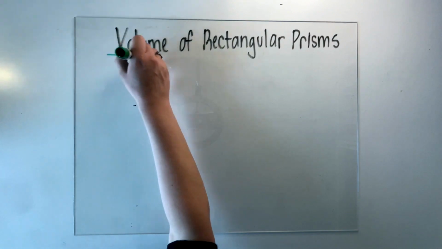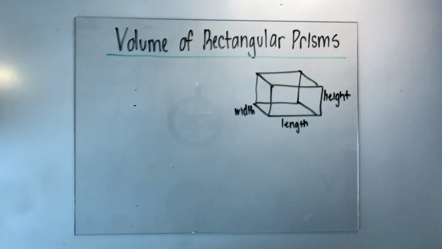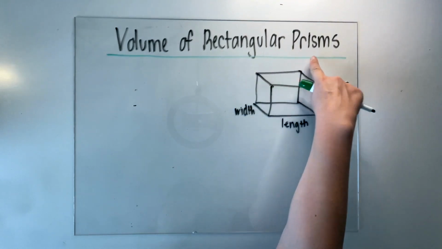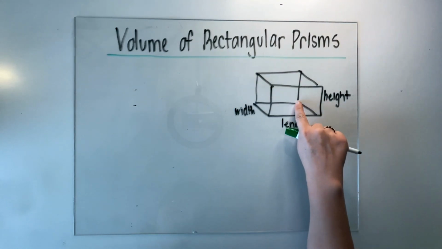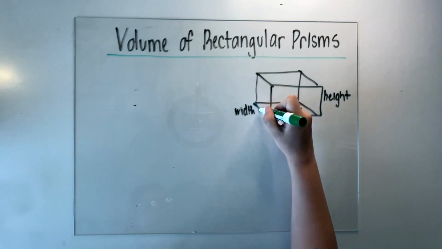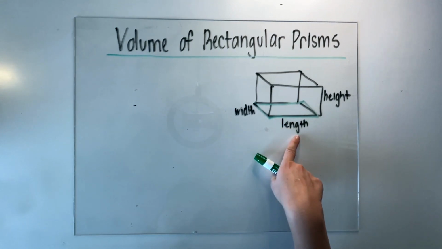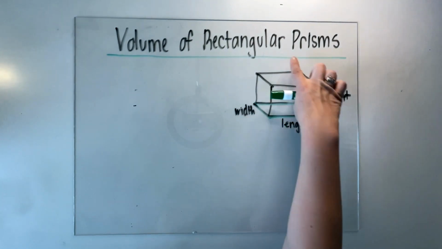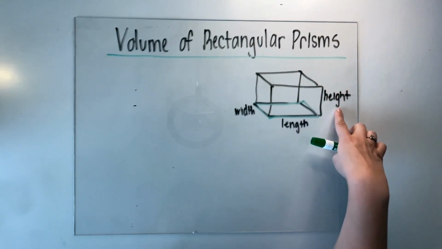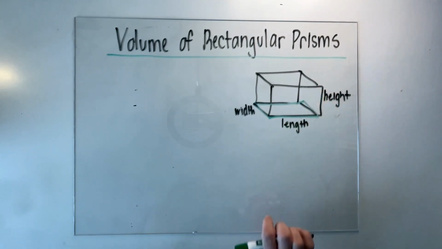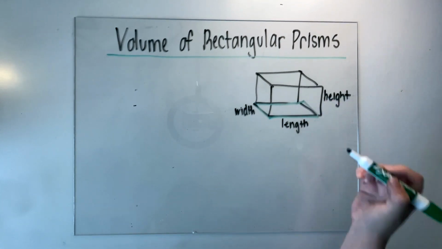In this video, we're going to talk about volume of prisms, specifically rectangular prisms. Let's get started. This is what a rectangular prism looks like. Its base shape is a rectangle with dimensions length by width. Now, prisms actually have a third dimension called height, which makes them 3D objects. Length, width, height. Here is the height.